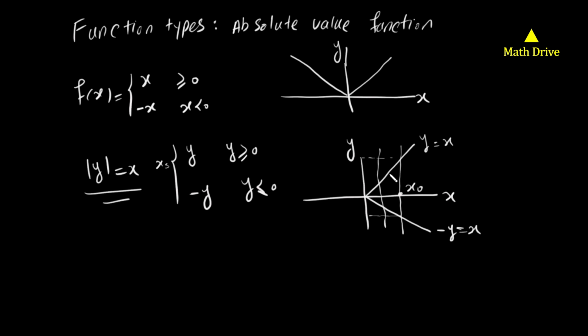Each part can be a function. For example, for positive y this is a function, and for negative y values this is a function. But in total, this is only a relation, not a function.